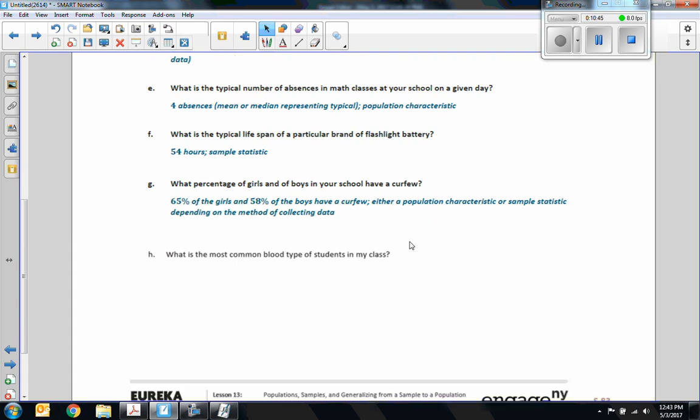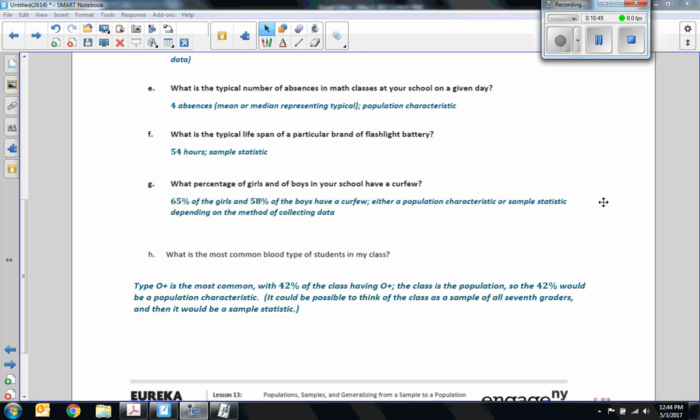And finally, H, what is the most common blood type of students in my class? Type O positive is the most common, with 42% of the class having O positive. The class is the population, so the 42% would be a population characteristic. It could be possible to think of the class as a sample of all 7th graders, and then it would be a sample statistic. So it depends on what you're going to call your population.